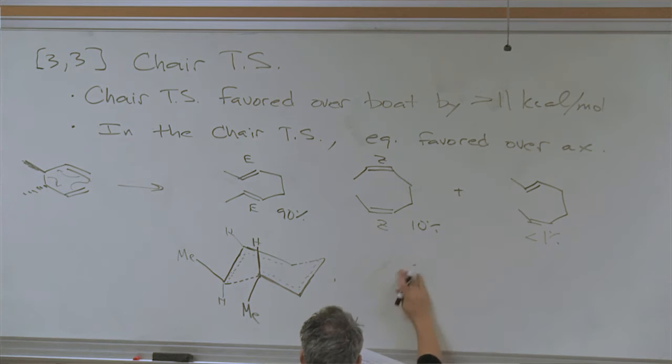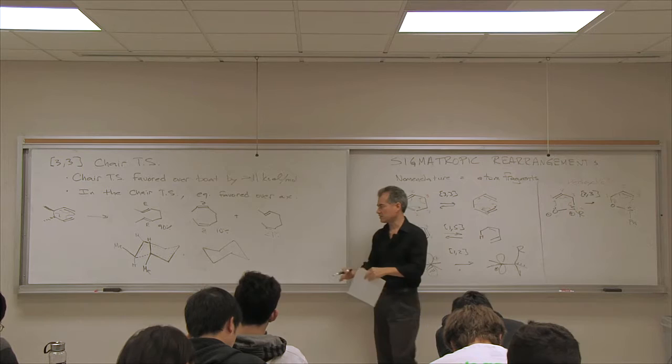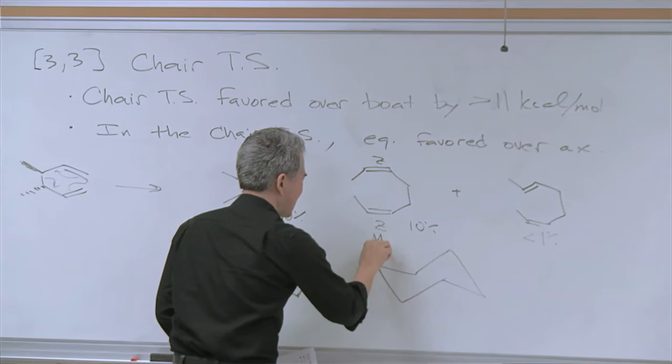I'm going to draw the ring-flipped chair. You might want to sketch this lightly so you can erase one of the bonds. So I flip, right? You've got to draw the other flipped version of the chair here in order to make it match what I'm drawing. And I'm going to draw both of these methyl groups axial in this transition state.